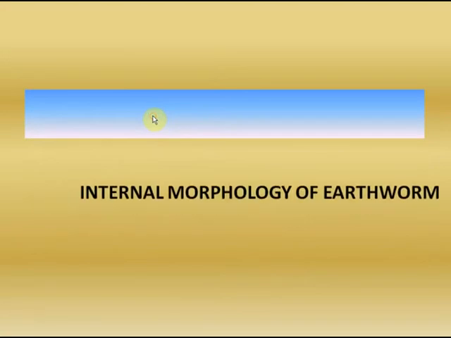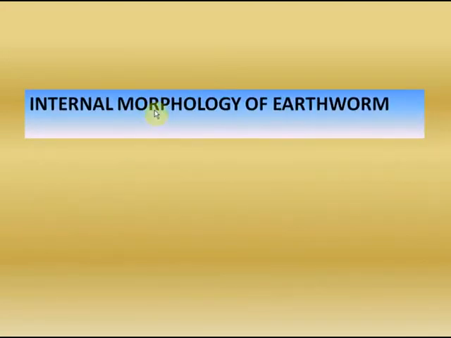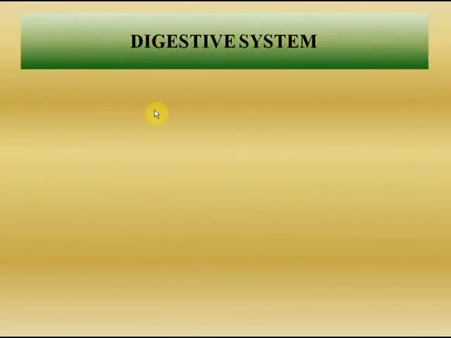Now, internal morphology of earthworm. First of all, we will take digestive system. Earthworm is omnivorous in diet, though food mostly consists of organic matter, algae, broken pieces of fallen leaves, and food is swallowed along with soil by everting buccal cavity and its sucking action.